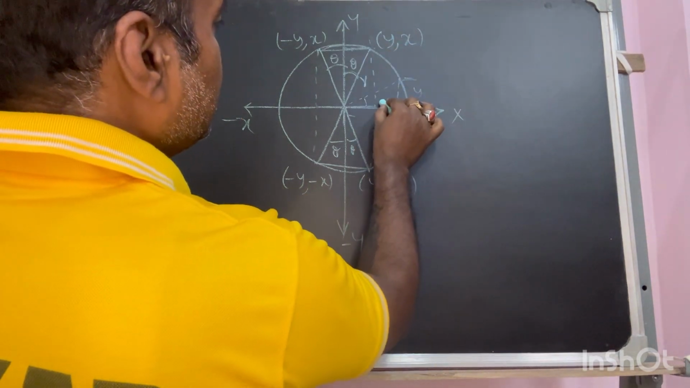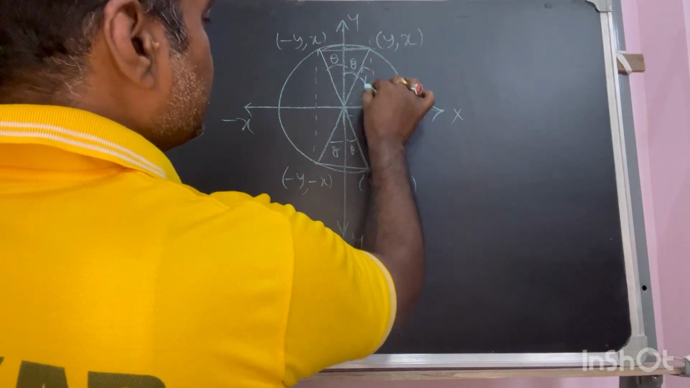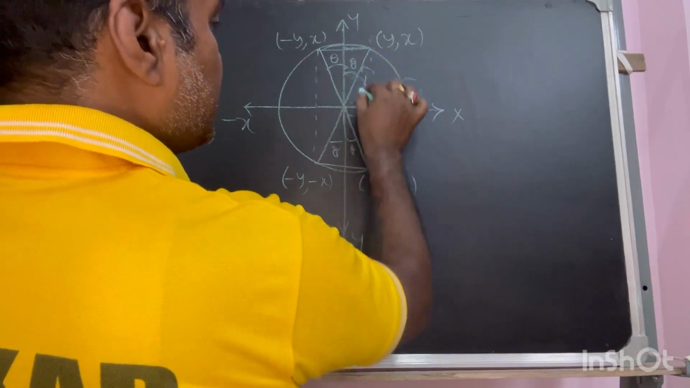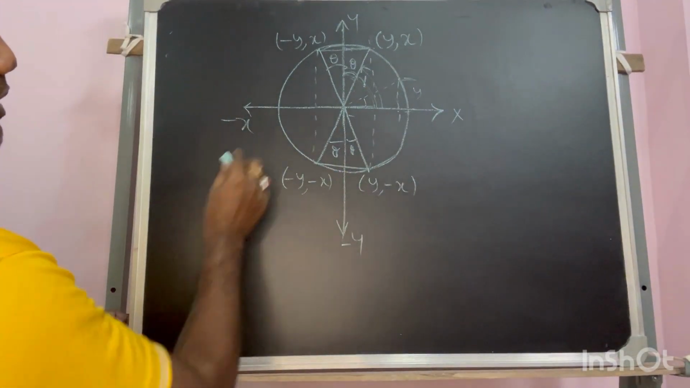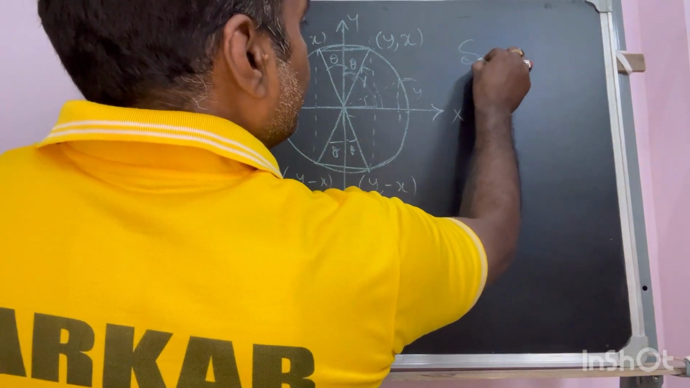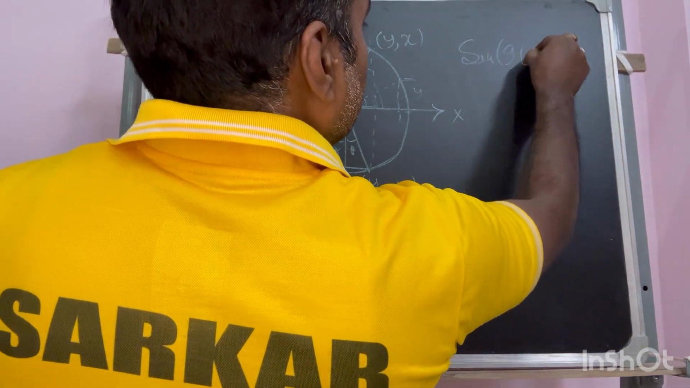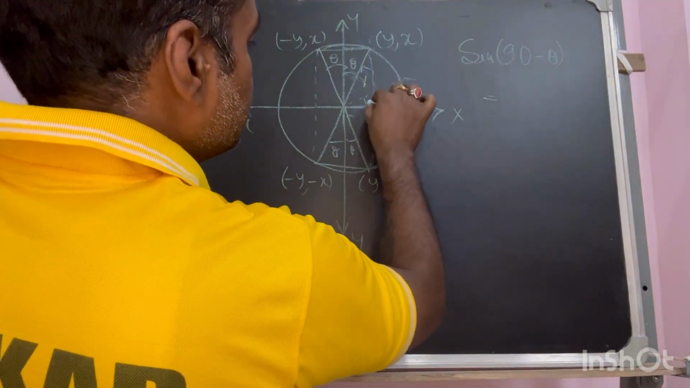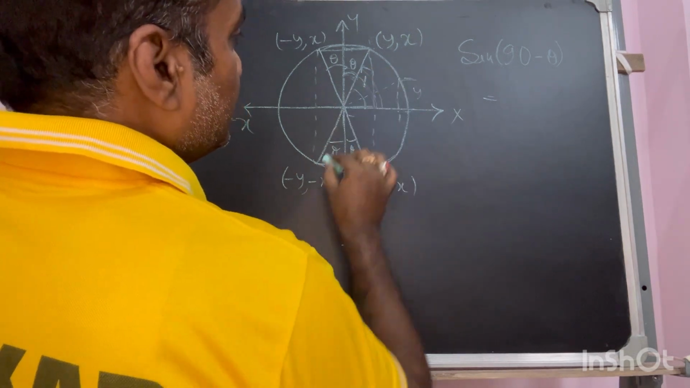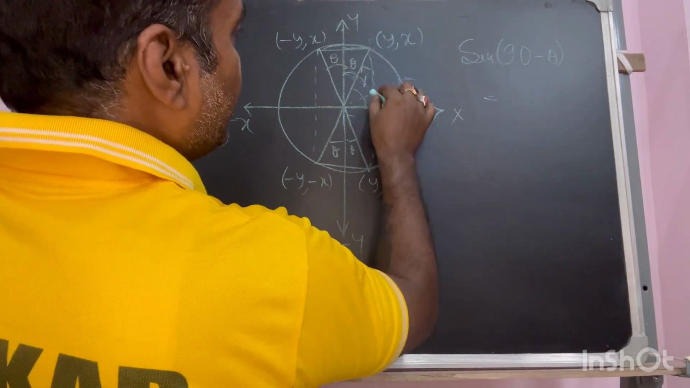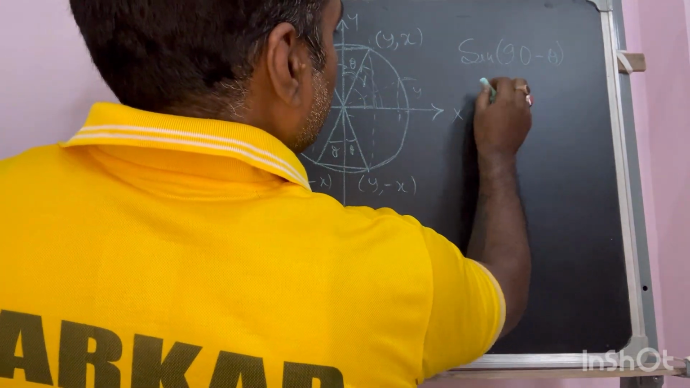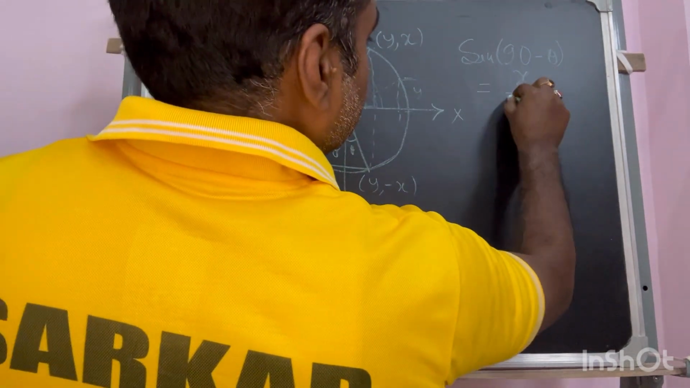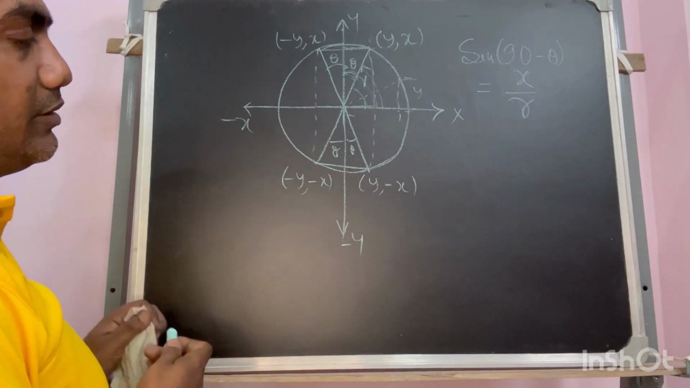Now any angle I will measure in the positive direction. So what is this angle? Basically, how much is this? This is 90 minus theta in total. So in this case, if I calculate in the first coordinate sine of 90 minus theta, what is that? I am considering this triangle, where this is 90 minus theta. If I consider this triangle, what is the vertical here? Vertical is x, divided by r. Okay, this will be the value.